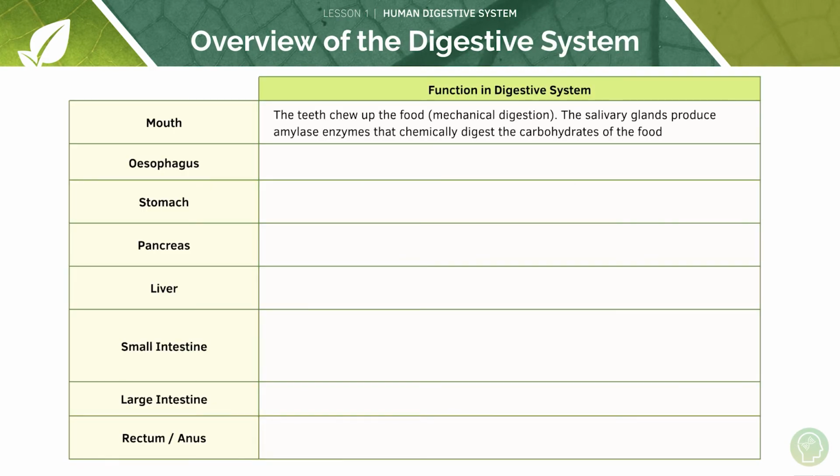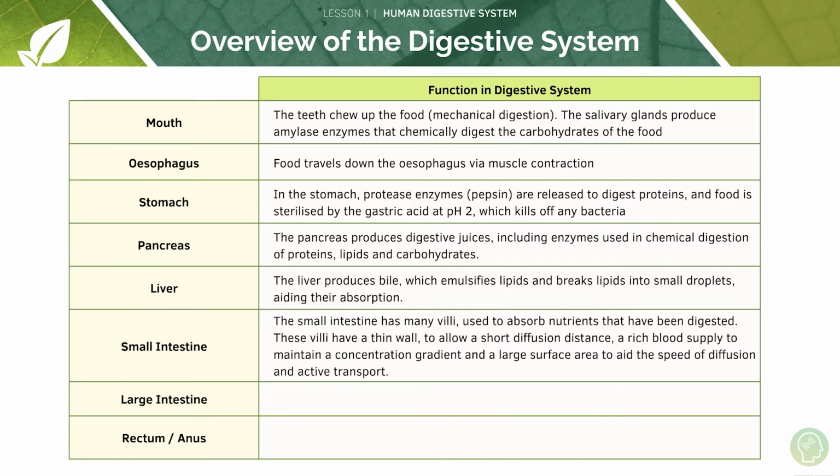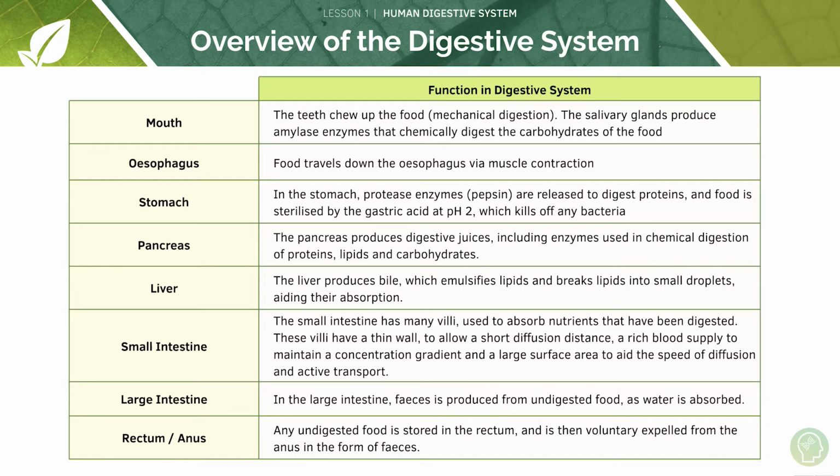So this is all summarised in this table. I'd really suggest you write this up yourself and highlight the key terms. So for example, in your mouth, you're going to have to remember that you have mechanical digestion and you also have chemical digestion. I think that's a really good way of remembering the key functions of each part of the digestive system.